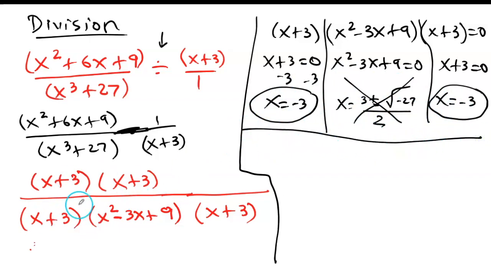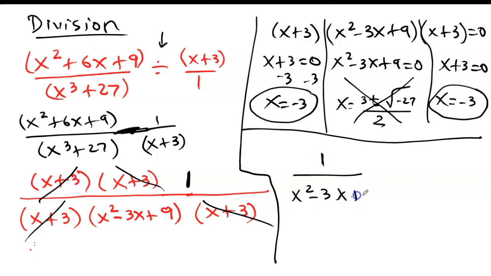Therefore, let's simplify and write the restriction. Simplify. X plus 3, x plus 3, 1 from the top, 1 from the bottom. Make sure. Nothing else on the top, and the bottom I have this, because there's nothing on the top, I need to put a 1. Final answer, 1 over x squared minus 3x plus 9. My restriction, x cannot be equal to negative 3. Alright? A little bit complex. I give you a difficult problem, but again, factoring.